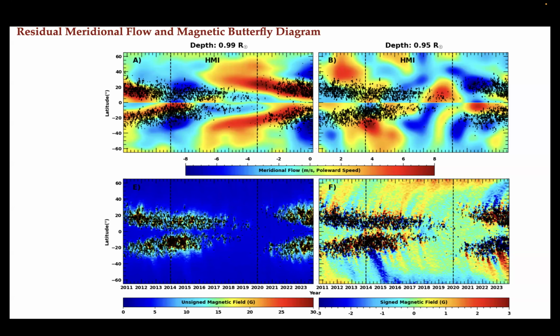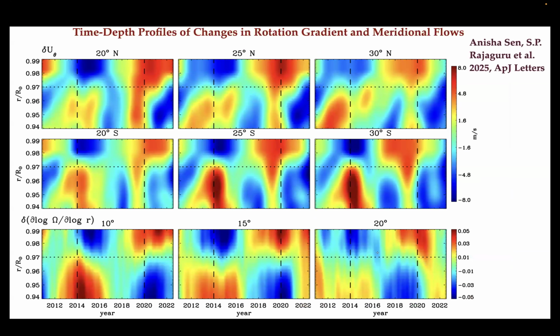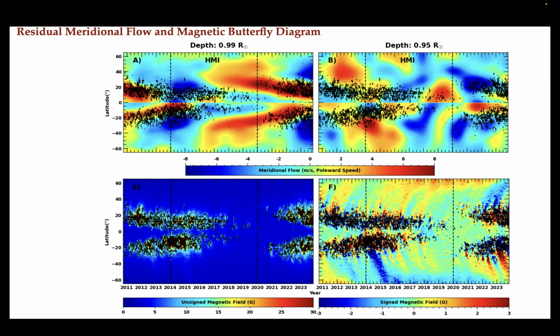So the point I want to make from this observation is that much of the transport of magnetic flux basically responds to the flow at the deeper layer, which is at 0.95. There is this large scale outflow, which seems to coincide with the episodes of this enhanced transport of flux. So the conclusion I want to arrive at here is that much of the flow system, which is reflected in the residual meridional flow, is driven by flows at the deeper layer.